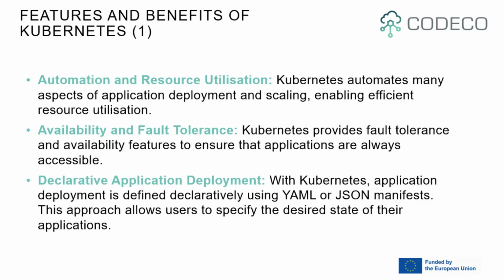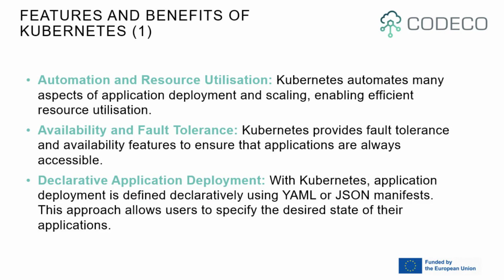Automation and resource utilization. Kubernetes automates many aspects of application deployment and scaling, enabling efficient resource utilization. It automatically manages the placement and scheduling of containers, ensuring optimal usage of available resources, availability, and fault tolerance. Kubernetes provides fault tolerance and availability features to ensure that applications are always accessible. It supports self-healing mechanisms, automatic container restarts, and load balancing across multiple replicas, preventing single points of failure.